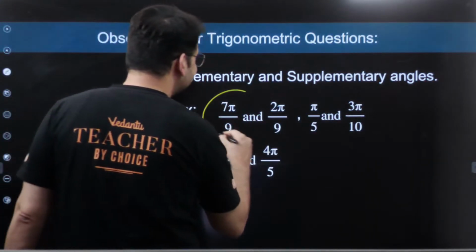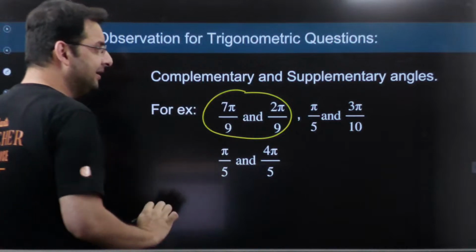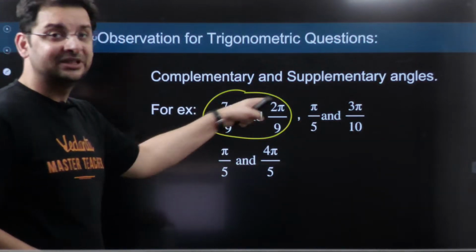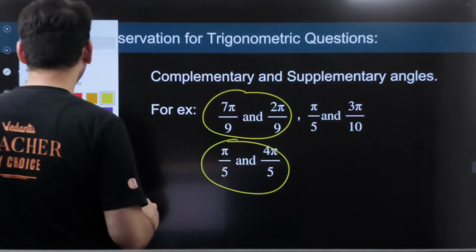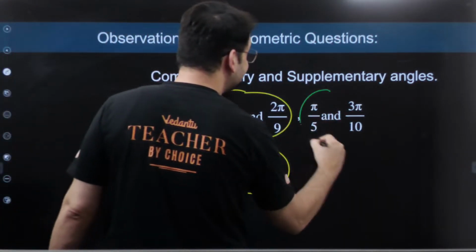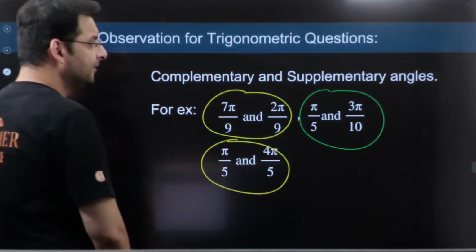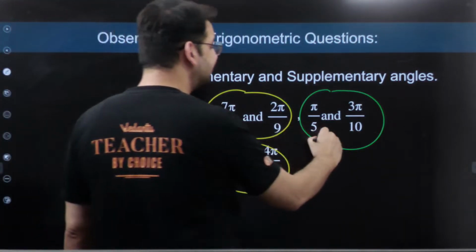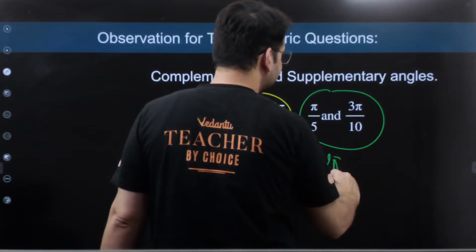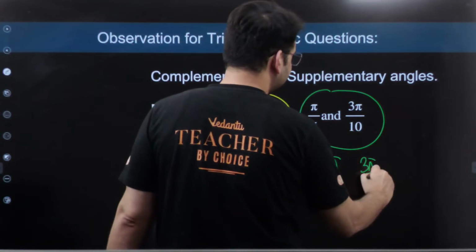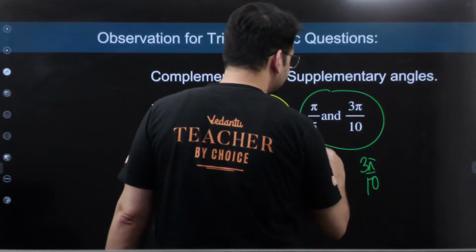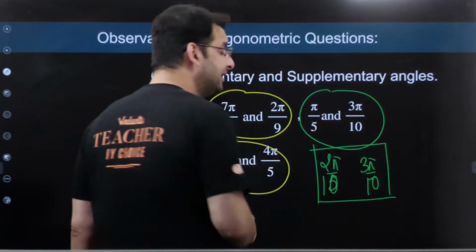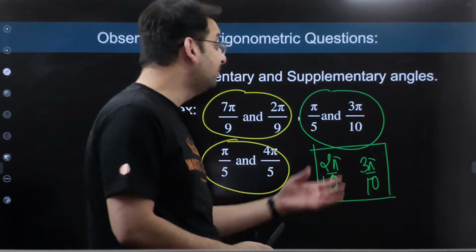For example, these are supplementary angles. They add up to pi, supplementary angles. Supplementary angles, they add up to pi, supplementary angles. These are complementary angles. Can you see that? Complementary angles, because this is 2 pi by 10 and this is 3 pi by 10. So 2 pi by 10 and 3 pi by 10 adds up to pi by 2. So these are complementary angles.